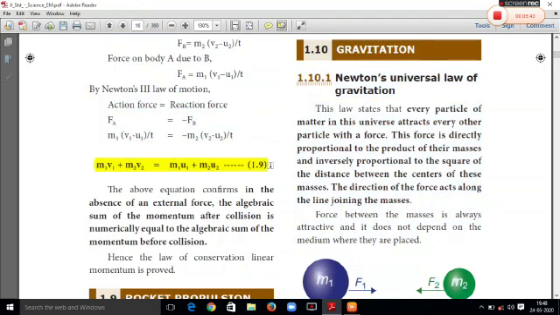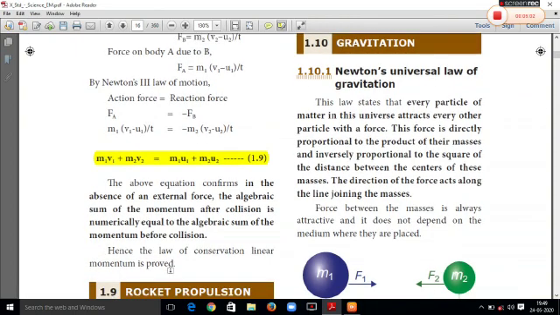The above equation confirms that in the absence of an external force, the algebraic sum of the momentum after collision is numerically equal to the algebraic sum of the momentum before collision. Hence, the law of conservation of linear momentum is proved. Now, next topic, rocket propulsion.